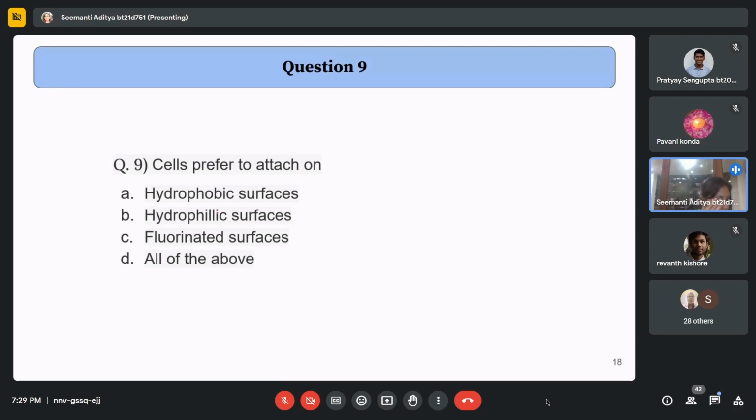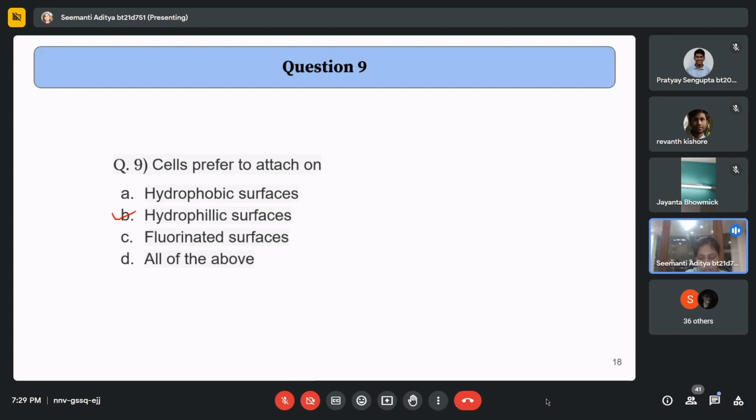So yes, most of you have given the correct answer. Option number B is correct. Cells generally prefer to attach to hydrophilic surfaces because hydrophilic surfaces follow water-like patterns, as a result of which it helps in promoting adhesion.